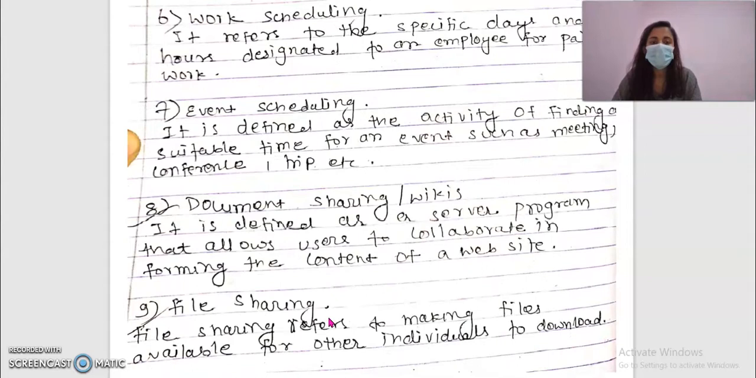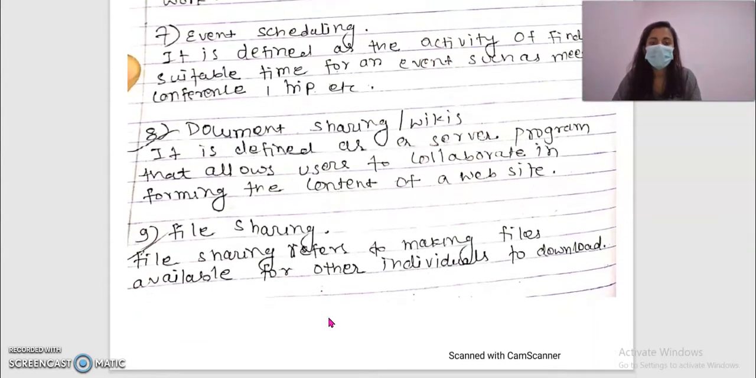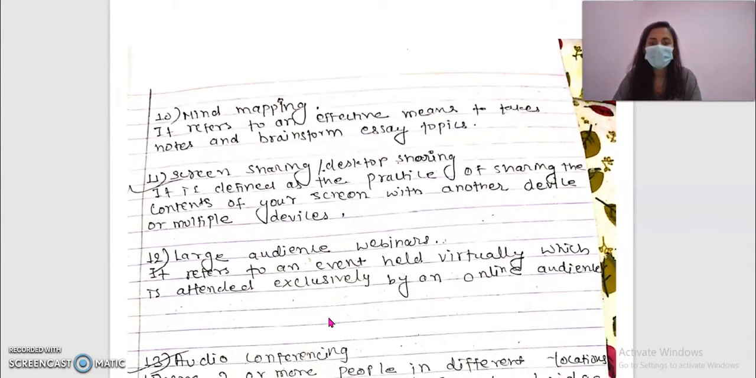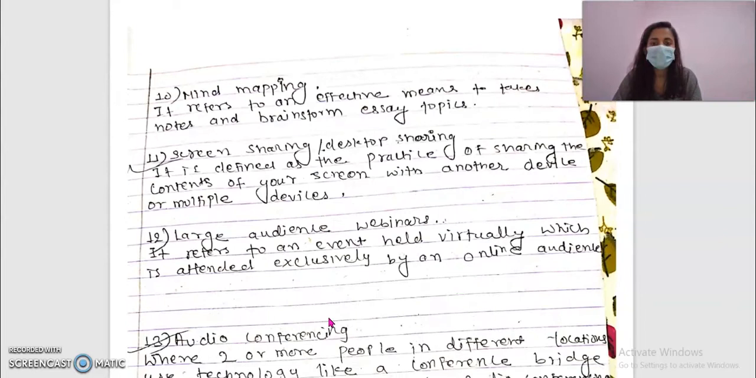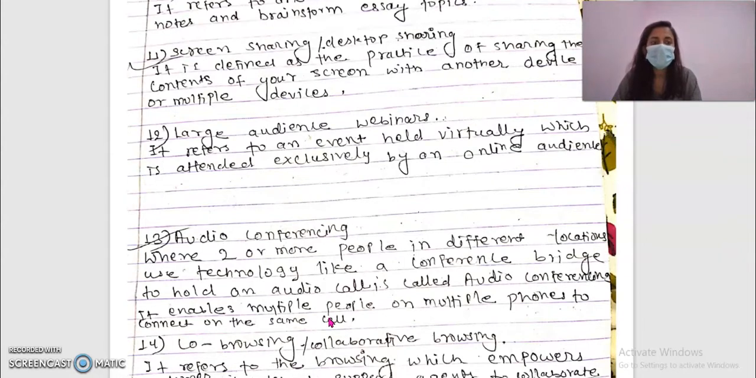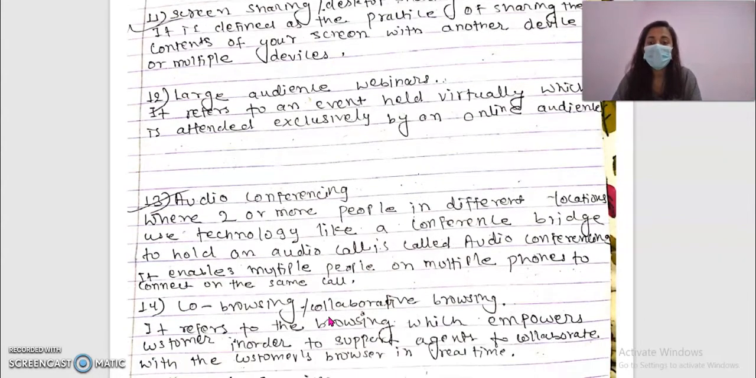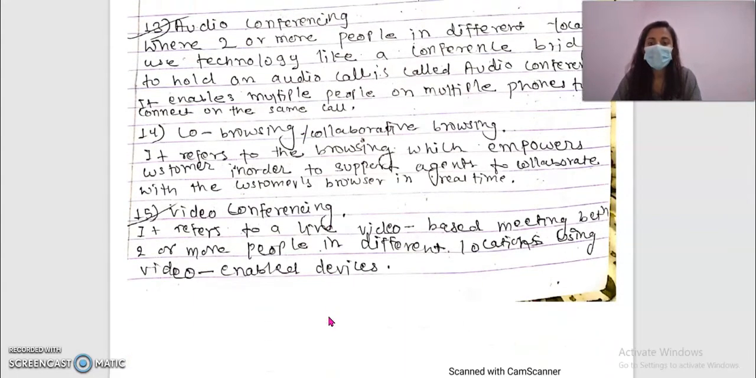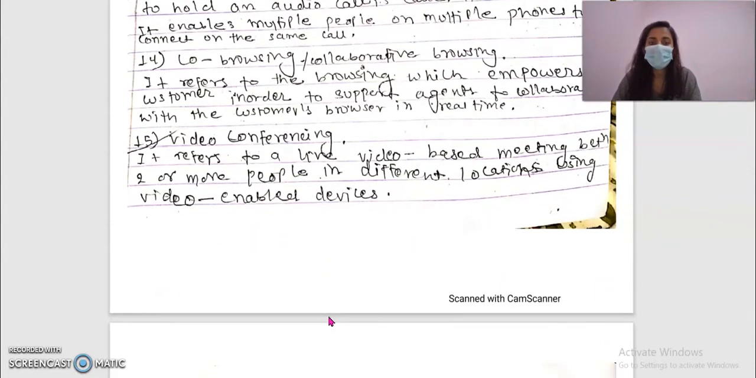Eighth one is document sharing, wikis. Ninth one is file sharing. 10th one is mind mapping. 11th one is screen sharing, that is desktop sharing. 12th is large audience webinars. 13th is audio conferencing. 14th is co-browsing, collaborative browsing. 15th one is video conferencing.